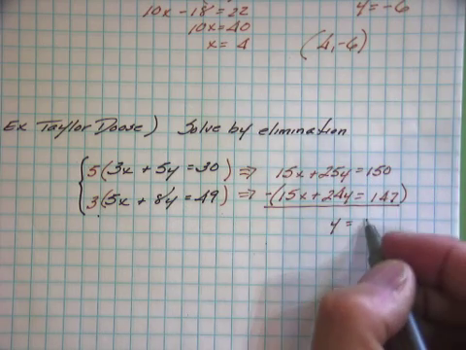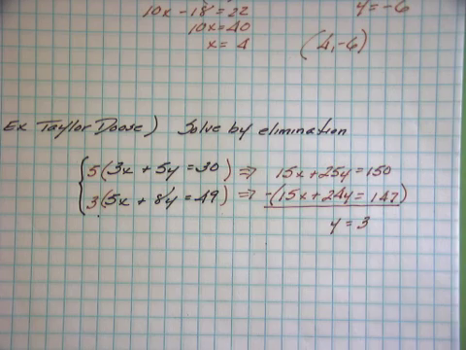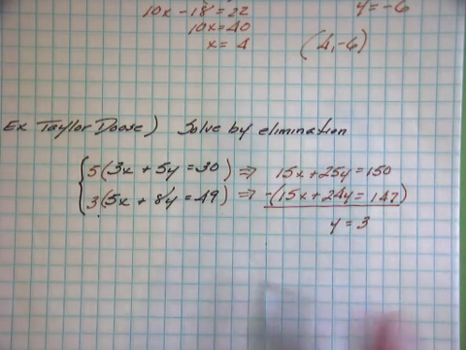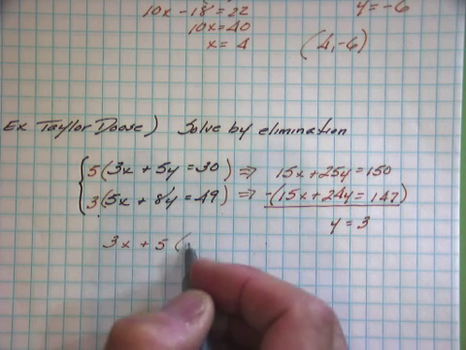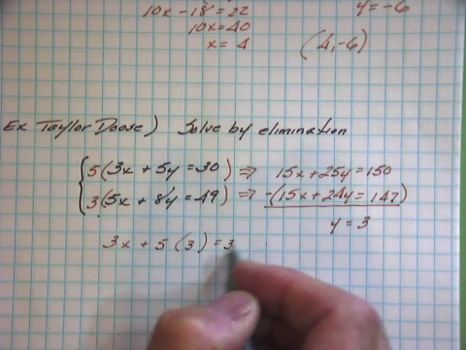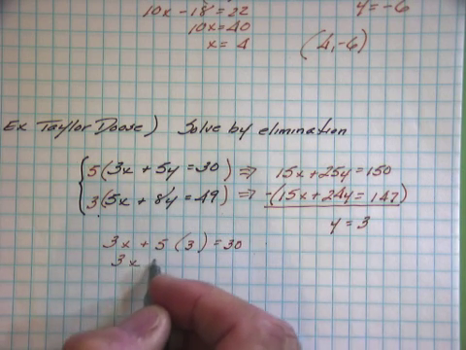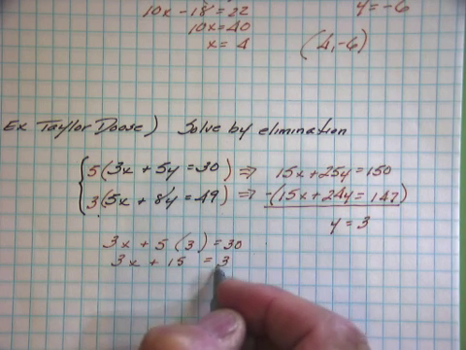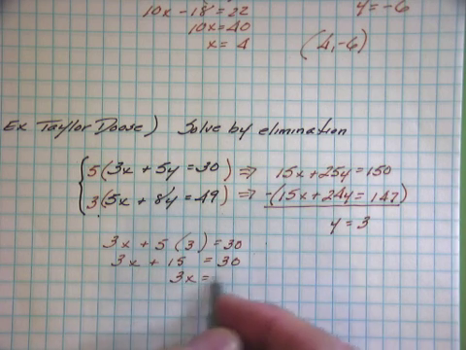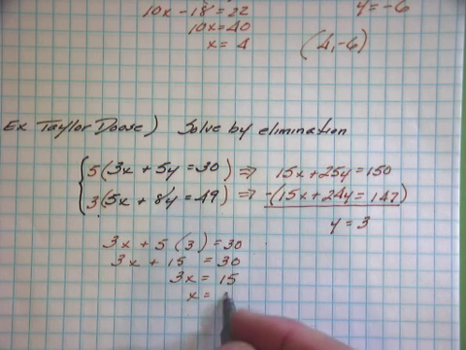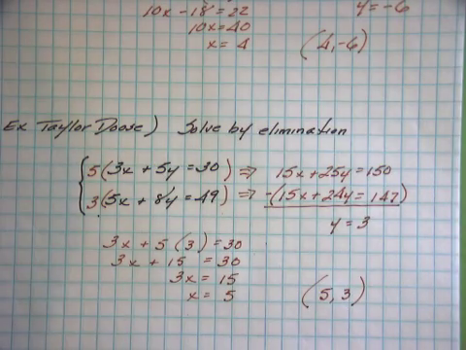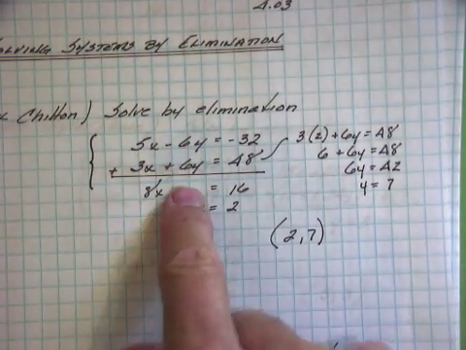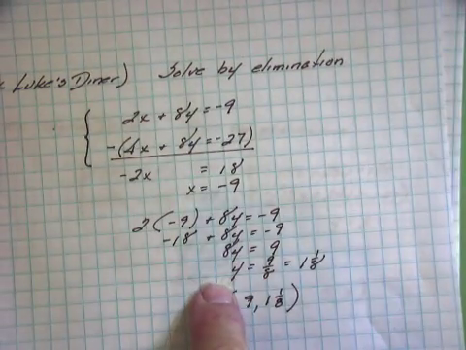Okay, so subtracting, 15x minus 15x eliminated. 25y minus 24y is simply y. And 150 minus 147 is 3. Well, that was easy. So we just take that 3 and plug it into one of these. I'll plug it into the top one. 3x plus 5 times 3 equals 30. 3x plus 15 equals 30. 3x equals 15. x equals 5. There's your answer: 5, 3.